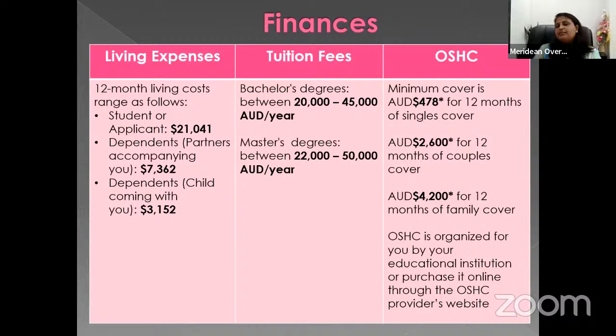So minimum health cover for an individual starts from 478 AUD. For a couple, it would be 2,600 AUD. And for a family, it would be 4,200 AUD per year.